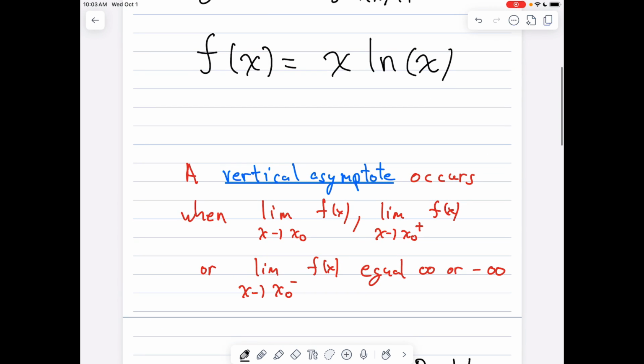And the thing to look at is what I have written here, where it says you have a vertical asymptote that occurs when the limit as x approaches x naught of a number, either from the left or the right, equals either infinity or negative infinity. A lot of people think it has to be from both directions. It doesn't have to be both, it can be just one.